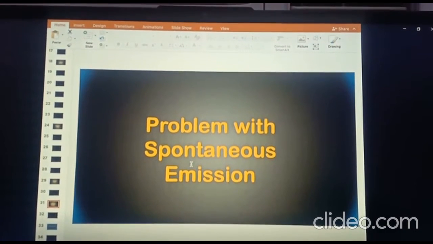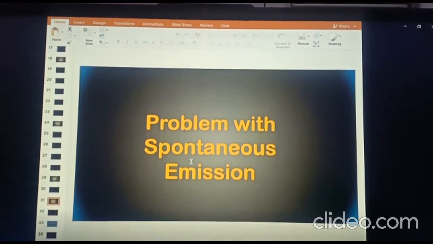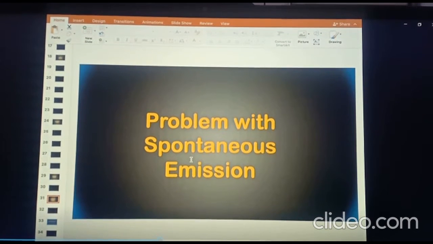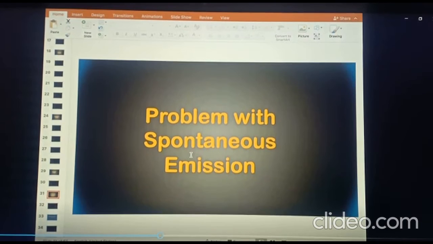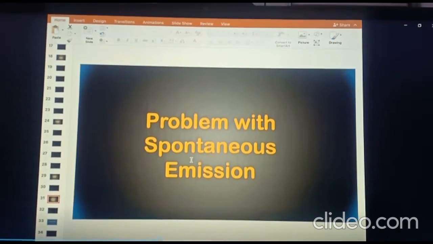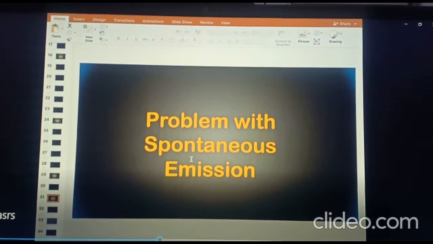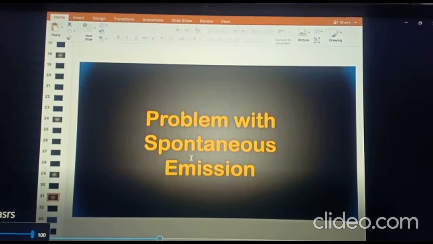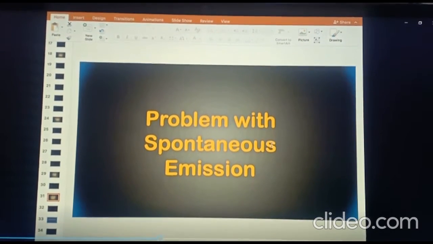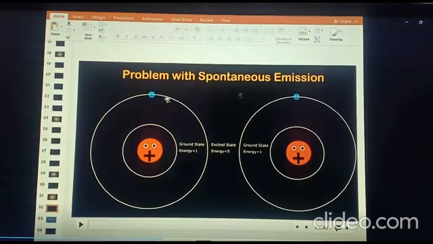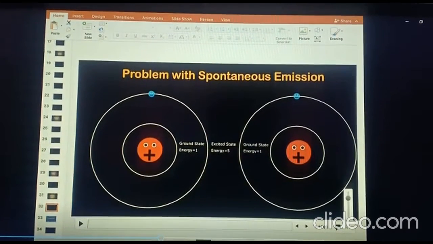Okay guys, you will be thinking: why do we need stimulated emission when the electron can come back on its own, by spontaneous emission, as the excited state is not a stable state? Then why do we need stimulated emission? What's the problem with that? We know that in stimulated emission we give some stimulus and it comes back. In spontaneous emission it comes back on its own.